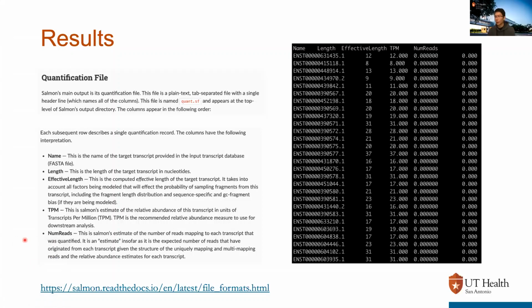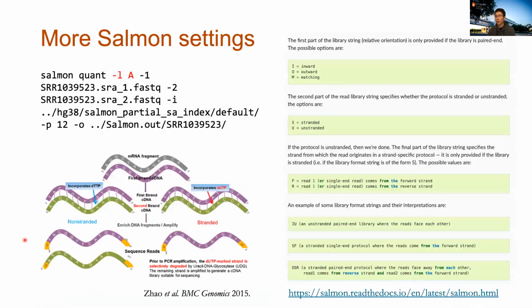Okay, so I have a couple of slides to conclude this part. For Salmon, we pretty much use the default setting. If you refer to the Salmon manual, the web page, there are probably 30, 40 parameters for you to tune. If we don't specify any specific parameter, then we use the default setting.